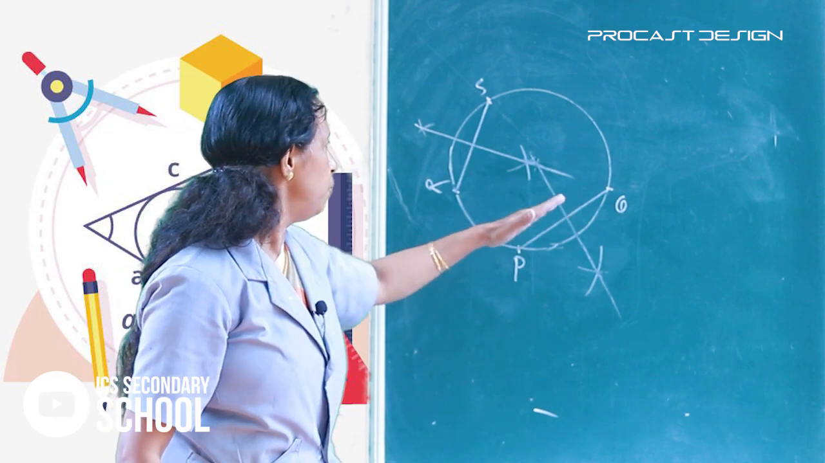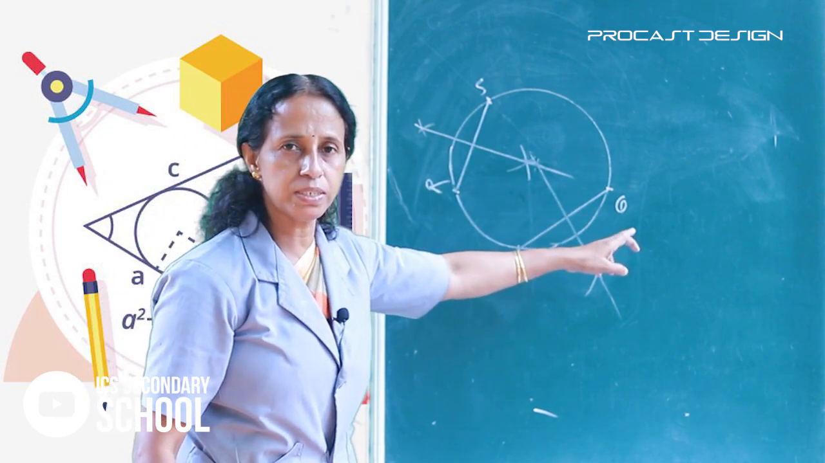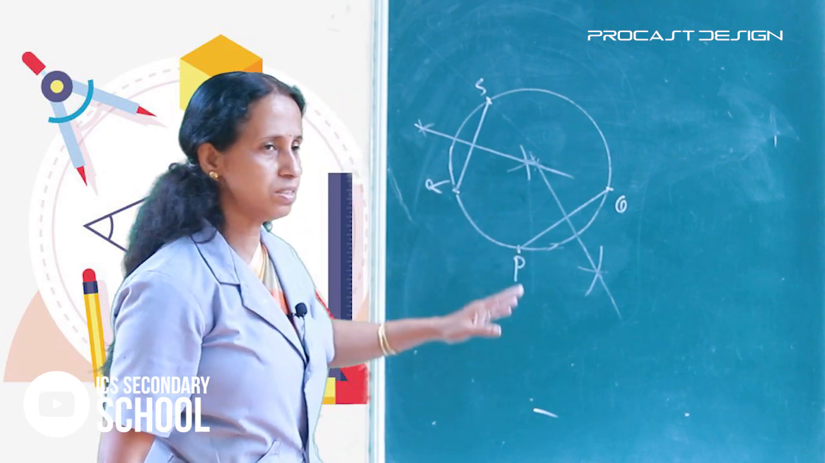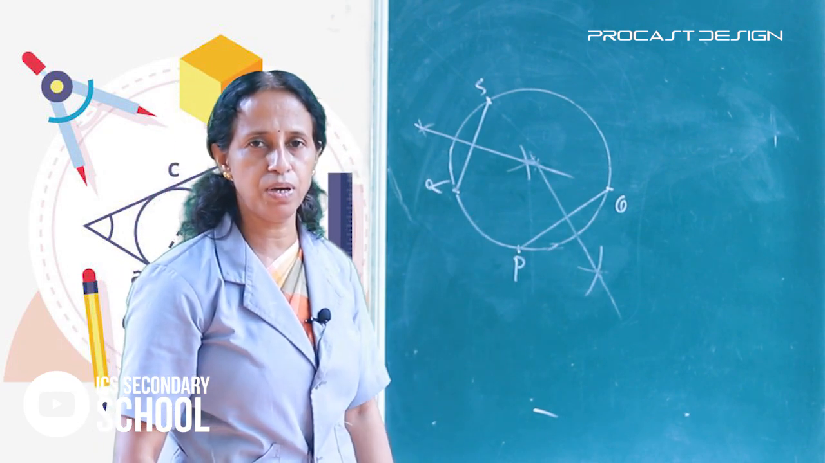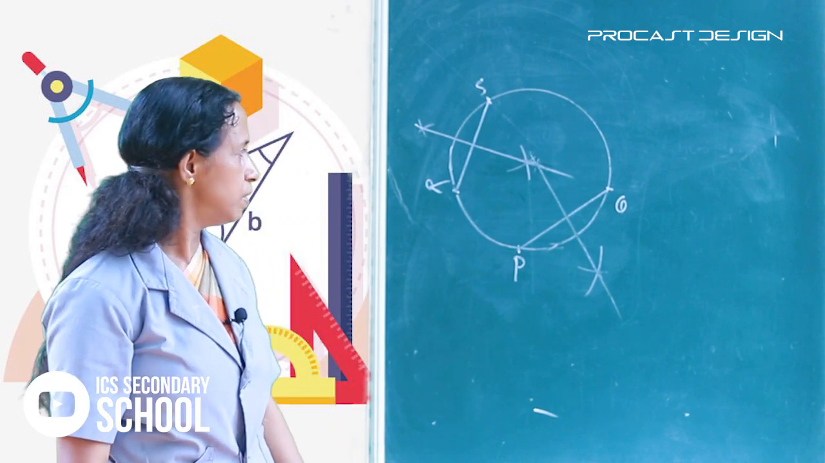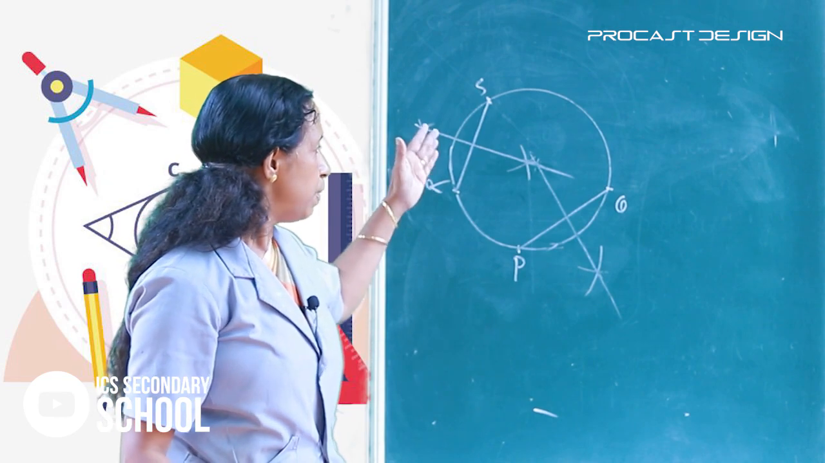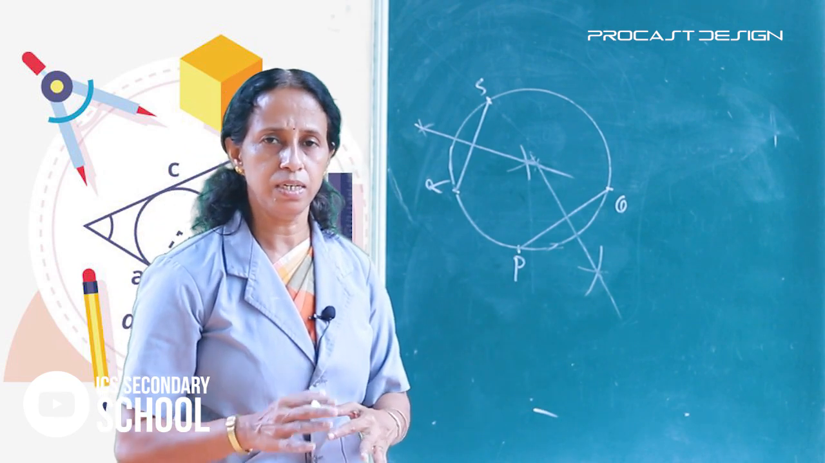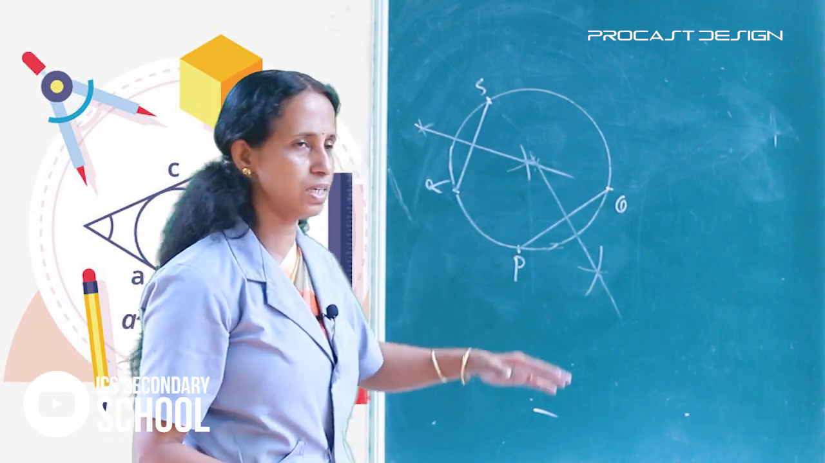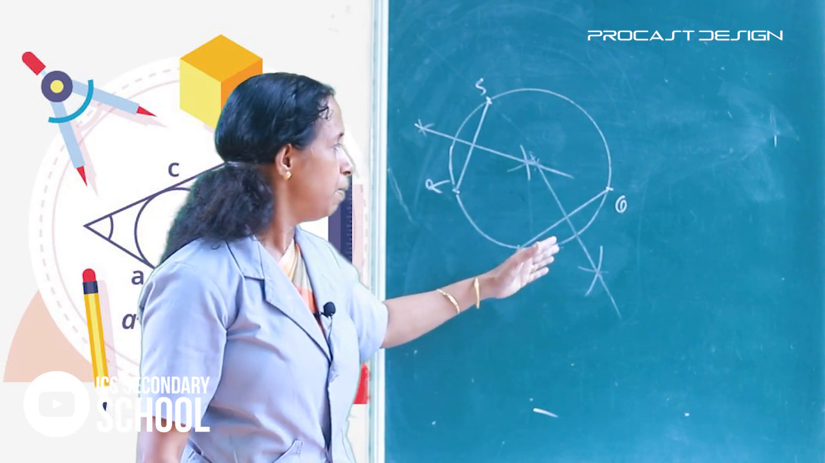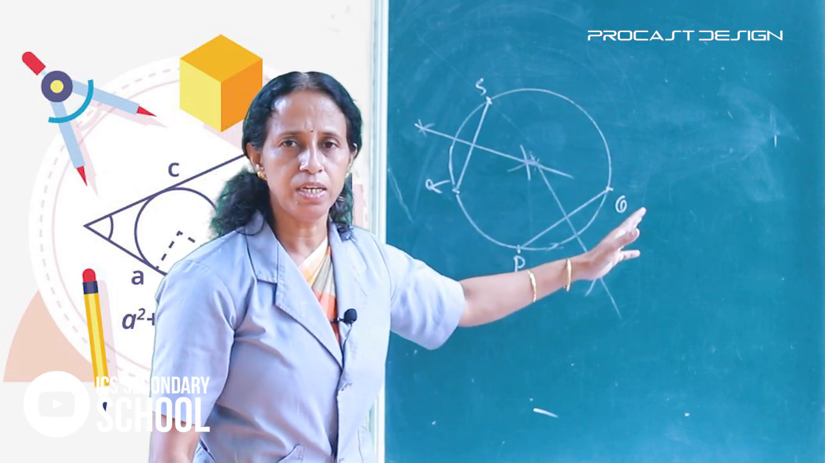Here, PQ and RS are the lines joining points P and Q, and R and S. PQ and RS are chords of this circle. The perpendicular bisector of a chord of the circle passes through the center of the circle.